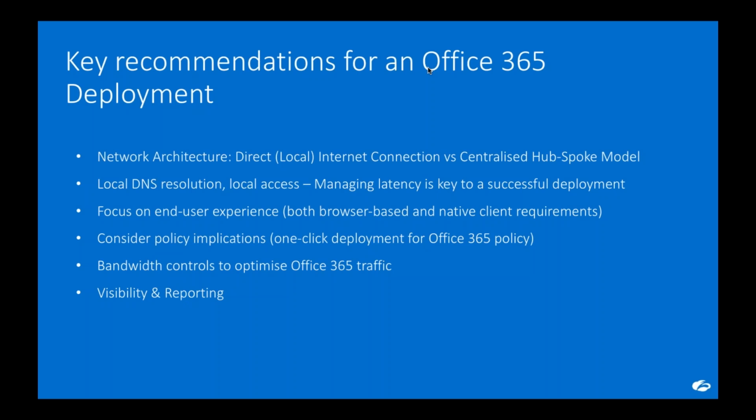And then considering some of the policy implications, making sure that, for example, you can take advantage of things like the one-click deployment capabilities so that when users are accessing the Office suite, they're not impacted by, for example, missing URLs that might not be in the firewall or missing IP address ranges that might not be configured on the proxy. All of that is taken care of through the one-click deployment option. And then, of course, we talked towards the end around bandwidth controls to make sure we prioritize the business applications over general surfing, and of course providing the visibility and reporting controls.